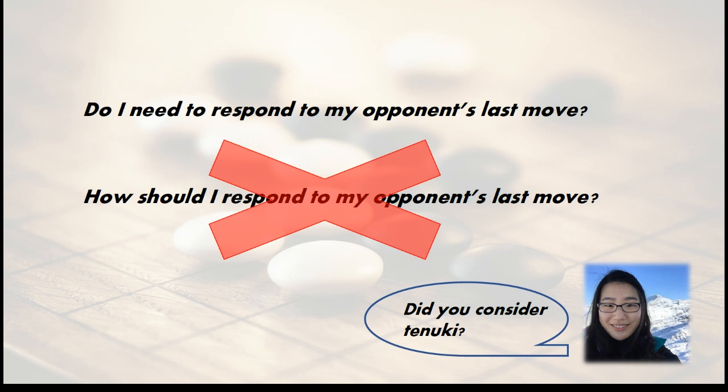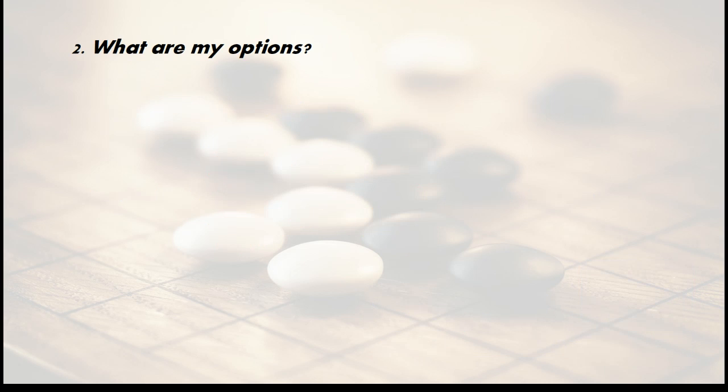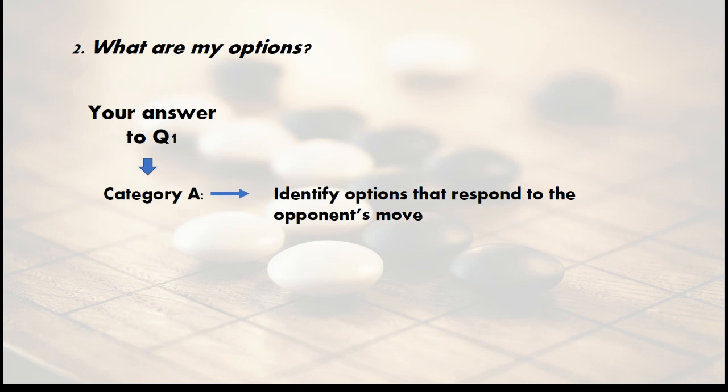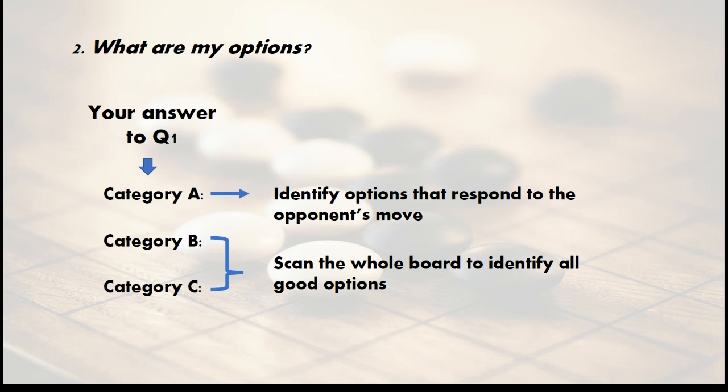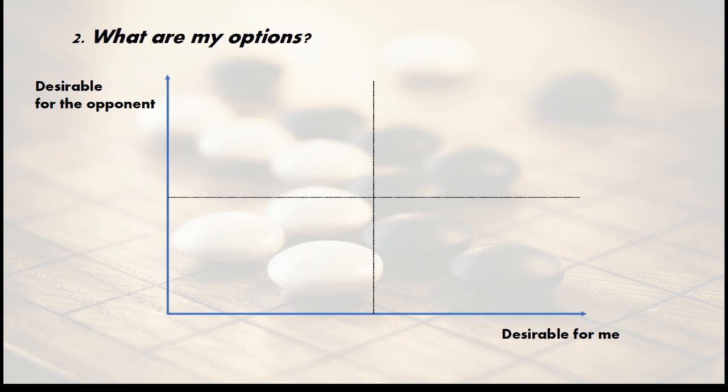The second question is, what are my options? From the first question, if your answer was in the first category, I will be in trouble, you should think about all the options that are in response to your opponent's move. If your answer was in either the second or third category, you should look at the whole board, including the area where your opponent just played. When you scan the whole board, think about both good places for you and good places for your opponent. Any place that has both characteristics is likely to be an important area.